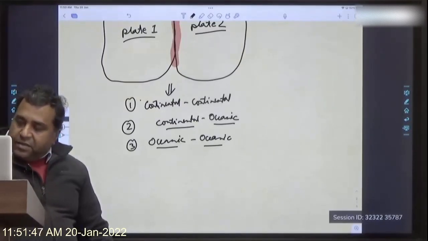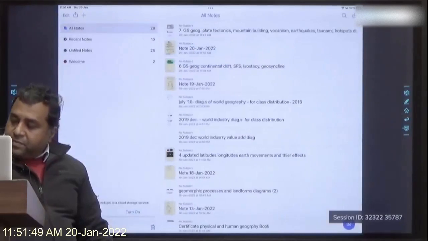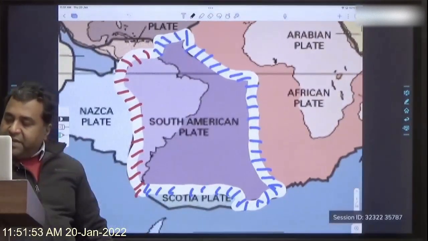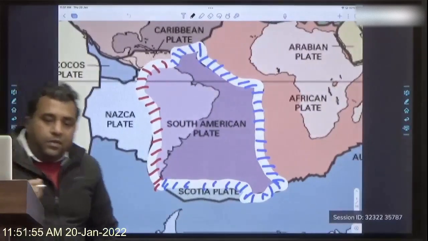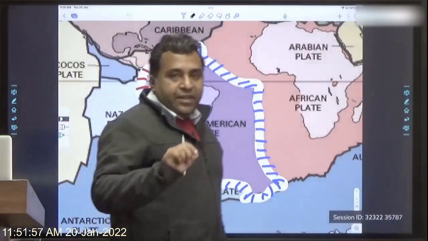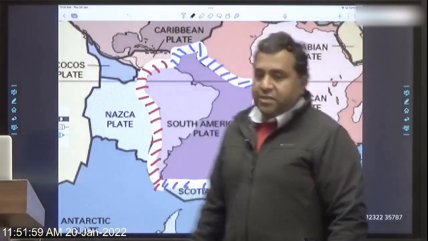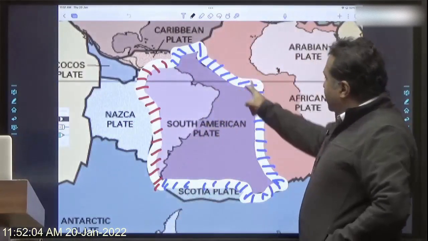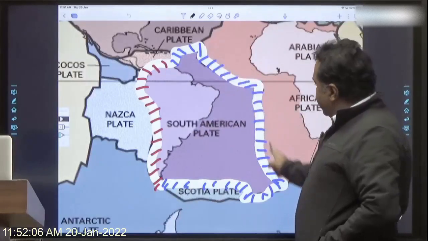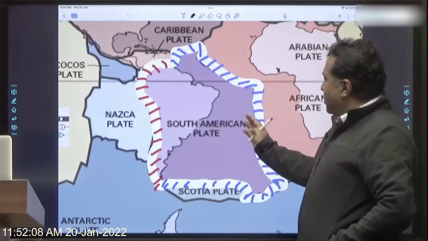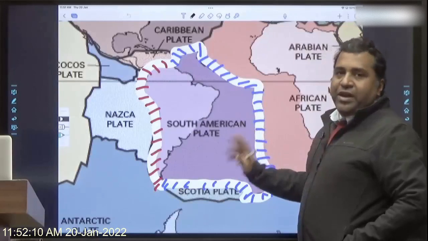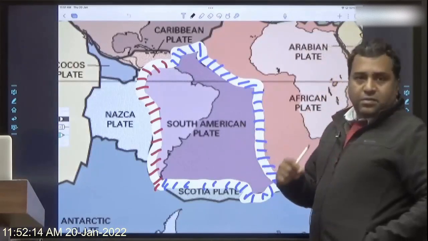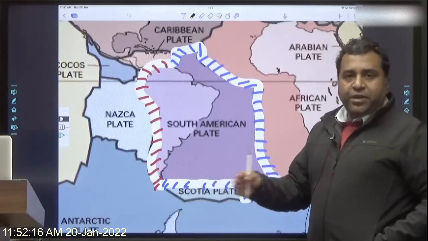Okay. For example, now please see here and tell me. I would need the names in your answer if you want to give. Along this South American and African plate, this is the common margin. Along this interacting margin, what type of plate pair do I have? So you have to write South American plate, African plate. You have to write oceanic, oceanic; continental, continental; or continental, oceanic.